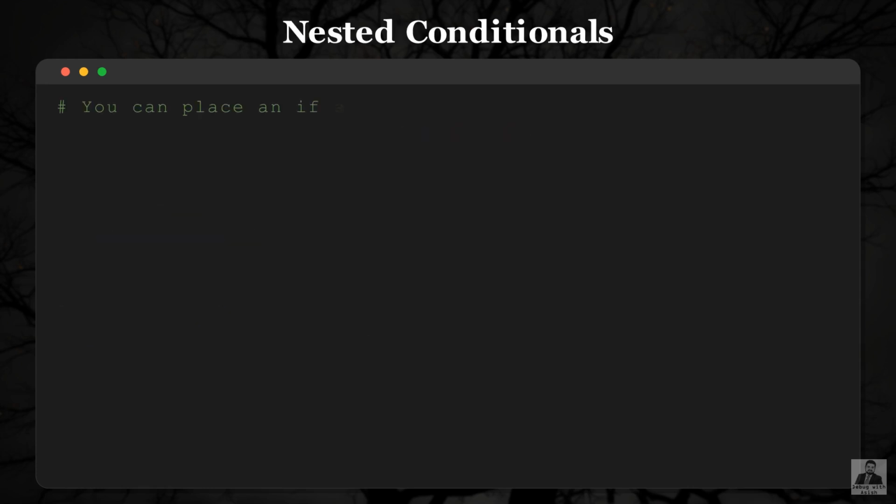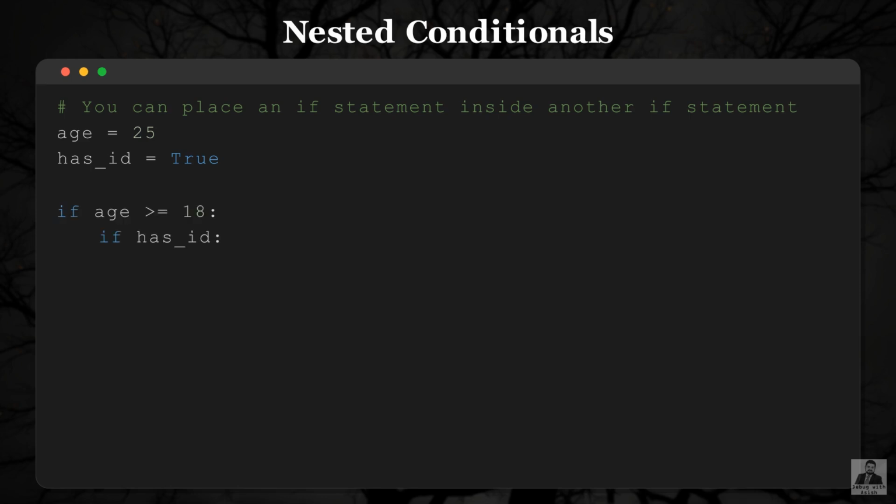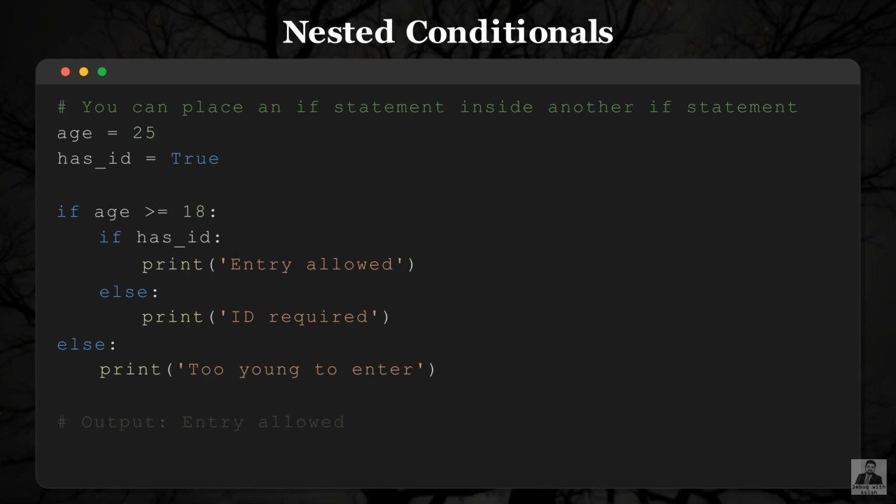You can place an if statement inside another if statement. This is called nesting. The inner if only runs if the outer if condition is true. Here, we first check if the person is 18 or older. If that passes, we then check if they have an ID. Both conditions are true, so we print entry allowed. If age were below 18, Python would not even look at the inner condition. It would go straight to the outer else. Notice that each level of nesting adds another 4 spaces of indentation.